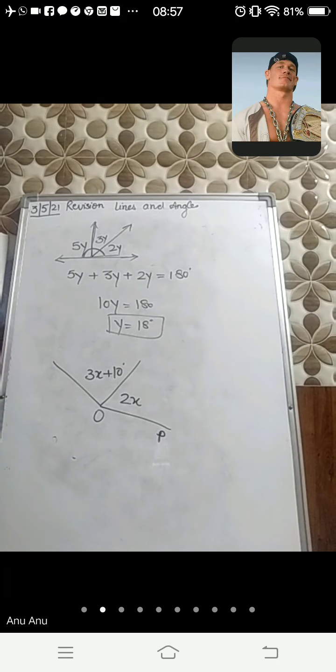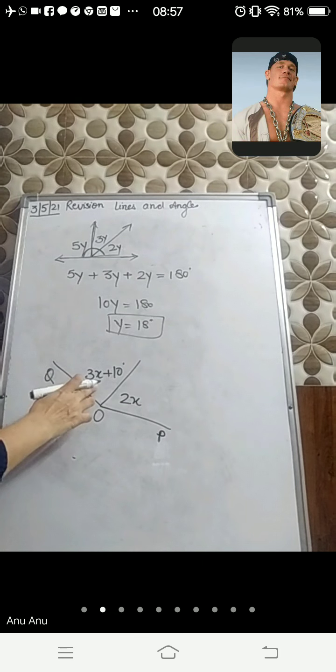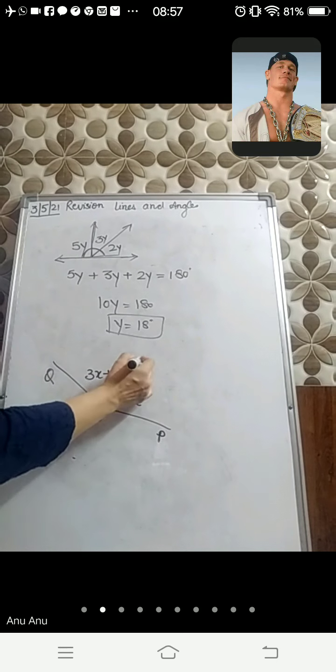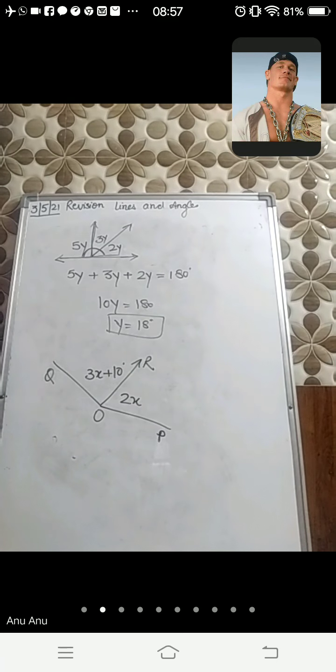Now examine the given figure. What is the value of x that would make POQ a straight line? Means for what value of x will this line POQ become a straight line. For a straight line, you all know the sum of angles should be 180. So take the sum of these two angles equal to 180 and get the value of x.